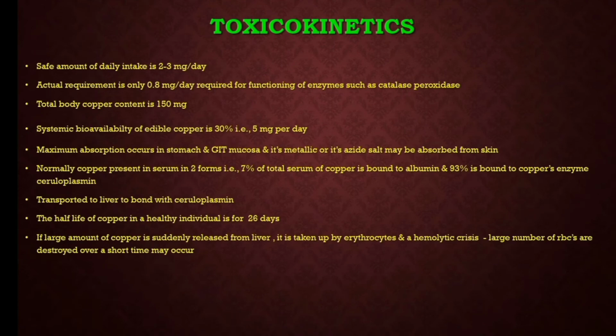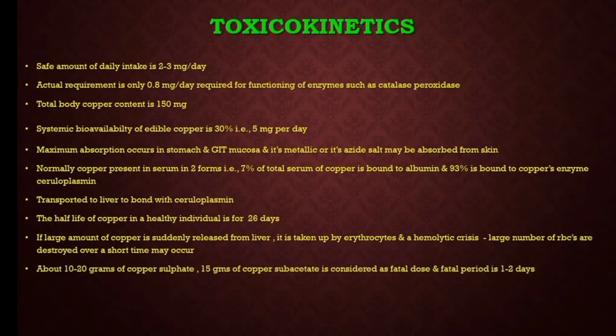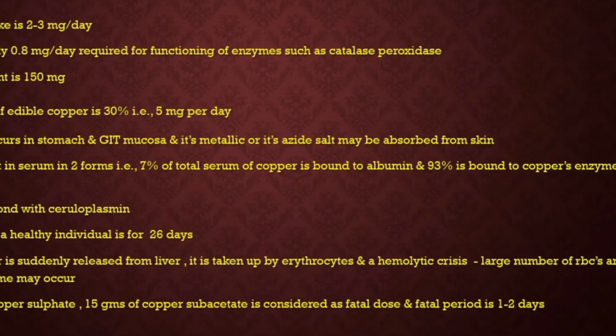Means nearly 1 month. If a large amount of copper is suddenly released from the liver, it will be taken up by the erythrocytes, that is RBCs, and a hemolytic crisis will occur. So a large number of RBCs will get destroyed within a short period of time. So that is the hemolytic crisis. And coming here, about 10 to 20 mg of copper sulfate, as I said in the previous slide, and 15 grams of copper subacetate is known as the fatal dose. And the fatal period is 1 to 2 days.